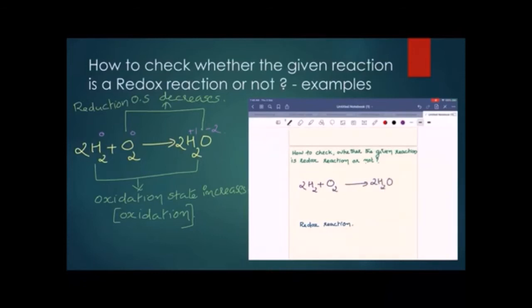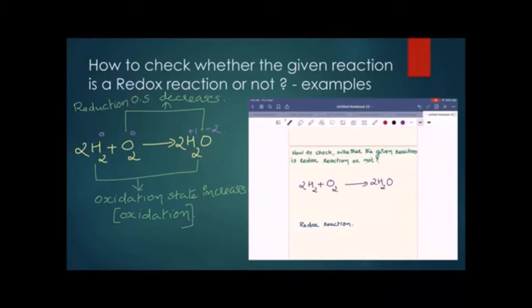Consider this equation. Hydrogen reacts with oxygen, forms water. How to check whether this reaction is a redox reaction or not? Very simple. First we have to find the oxidation states of all the atoms present in this reaction.